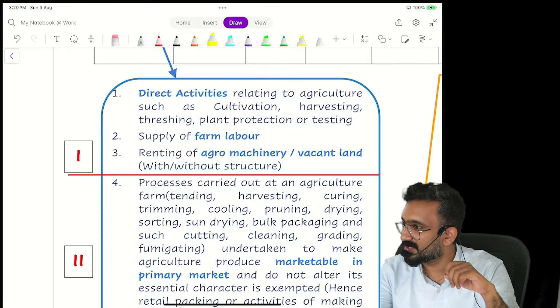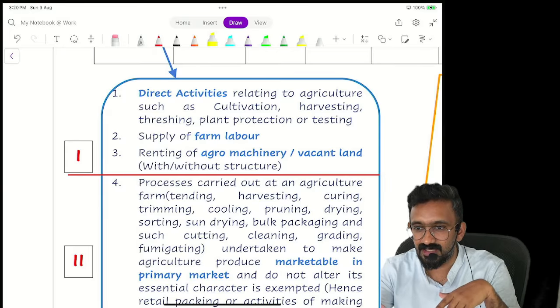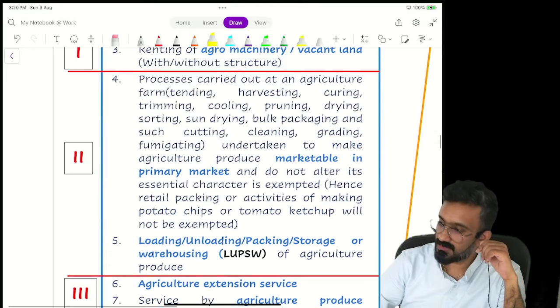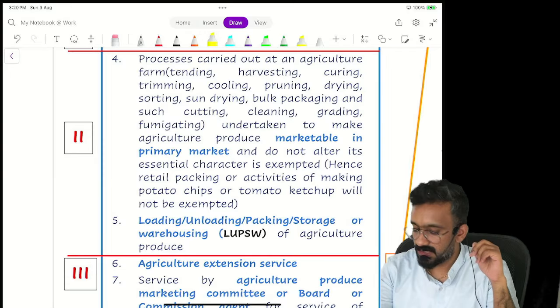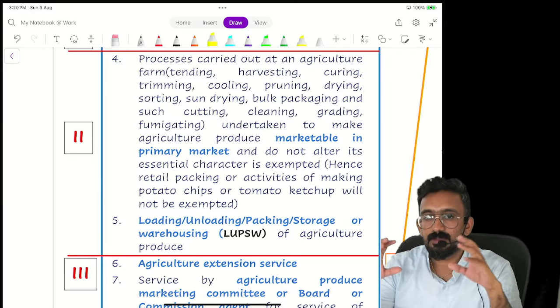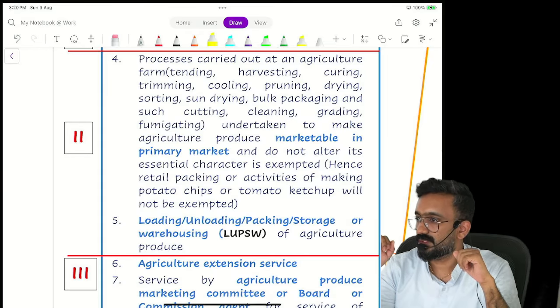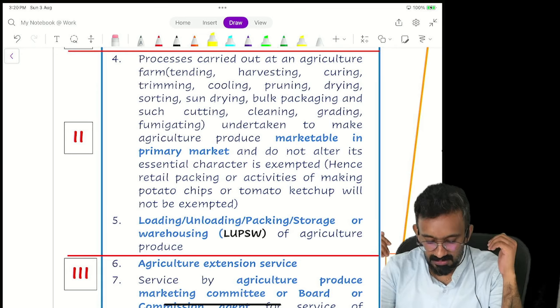With the structure means what? Structure to store this item. If you're giving a building for rent, it will not be covered under this. Then first 3 activities are this. Then 4 and 5 are very important to understand. Once the agriculture produce is ready, what should you do next? Take it to the market and then sell it. So they're basically talking about activities relating to that.